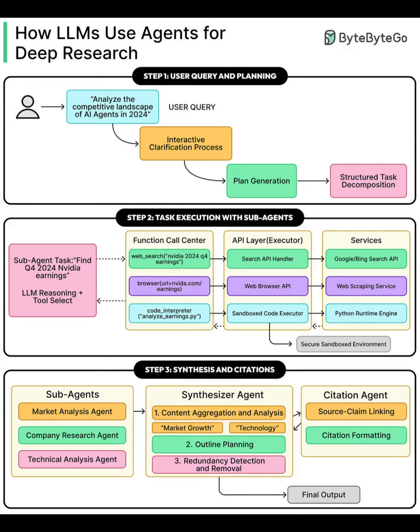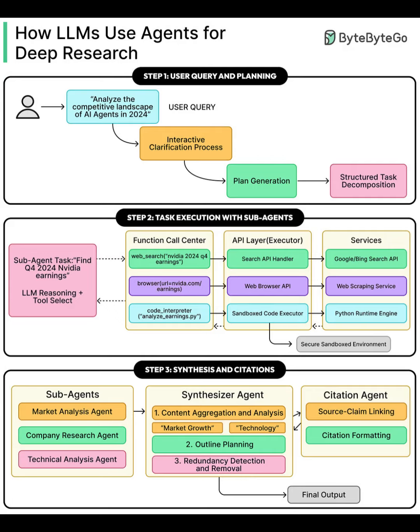It first runs an interactive clarification loop, asking follow-ups, like which market, what time range, what depth of financials, and so on. Out of that, it generates a plan, and then decomposes that plan into structured tasks: market overview, company breakdown, technical capability comparison, maybe even financial analysis. This planning step is crucial, because without it, agents just spam tools with random calls.